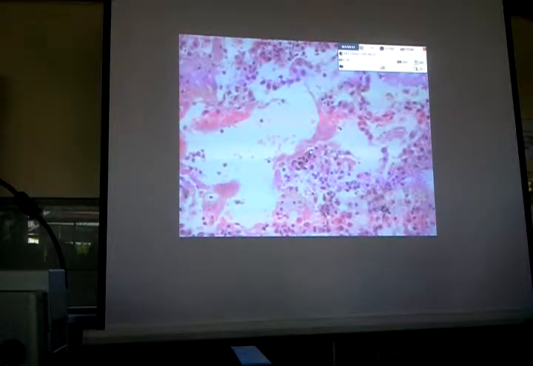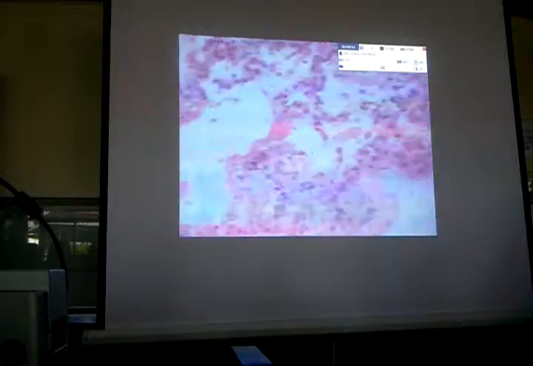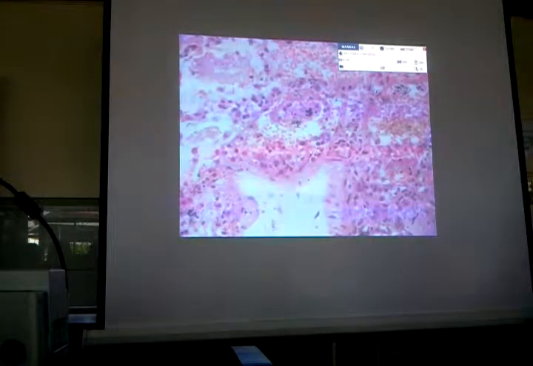So the gross appearance of this is really like a liver, because the alveolar spaces will become solid and firm because of the presence of the blood cells. Not only the white blood cells but also the red blood cells.